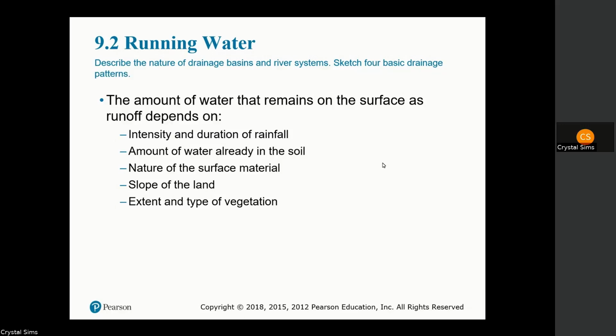What is the slope? Are we talking about a relatively flat area, or are we talking about a mountainous area? Of course, water going down a slope is going to go faster, and there's going to be more runoff because of gravity. It's not going to be able to soak in as much. And then, like I mentioned with the surface material, what vegetation is there and how much? Is it a bare area, or is there a lot of vegetation?